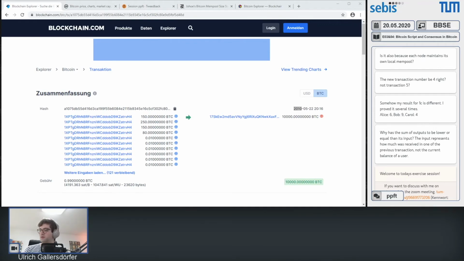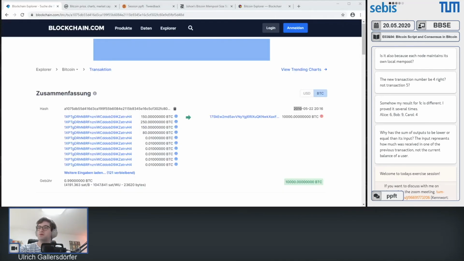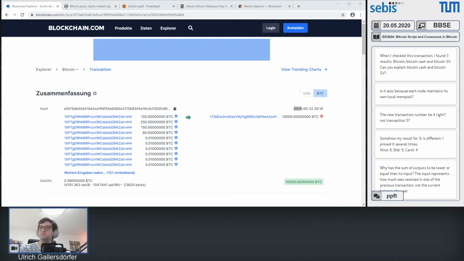And there's one good question just arrived on Tweetback, so I'll skip back to this former question here about this transaction. Sorry, I'm a little bit through the wind today. I don't know what's going on. So the student claims, when I checked this transaction, I found 3 results: Bitcoin, Bitcoin Cash, and Bitcoin SV. It stands for Satoshi's Vision. Can you explain Bitcoin Cash and Bitcoin SV?